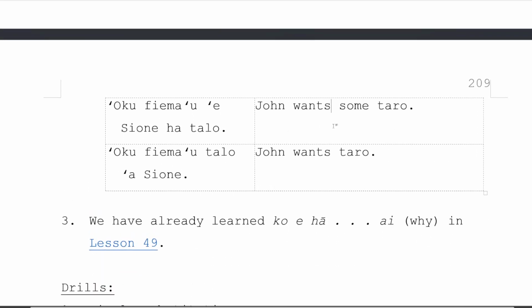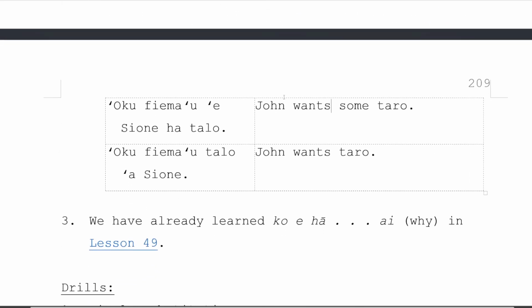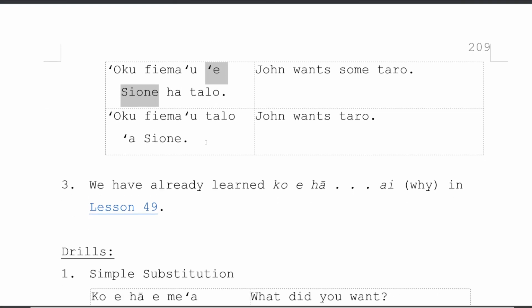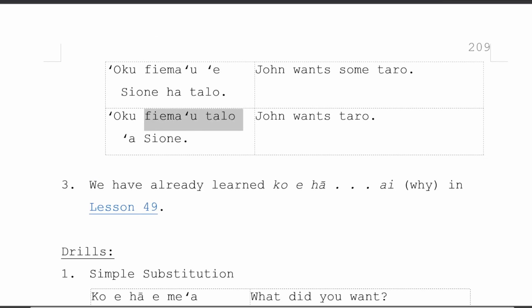These are some other examples where we have transitive constructions. So here, it's not I, where we just have oku o in all of these cases. Here, it's John wants some taro. In Tongan, we mark in transitive constructions the person who is doing the verb with e, and in intransitive, we use a, right? So in both cases, the person doing the wanting is Sione. But here, the hataro stands in for ahataro, and here, instead of that, we just have a single intransitive verb, fia ma'otalo. So, oko fia ma'o isione hataro versus oko fia ma'otalo asione. John wants some taro versus John wants taro in general.